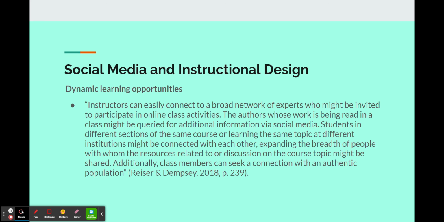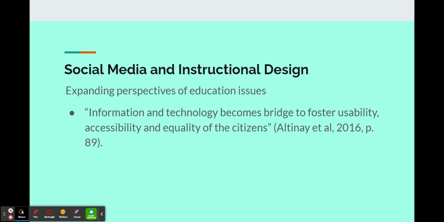So Reiser and Dempsey give great examples and arguments of different dynamic learning opportunities. So instead of just reading about somebody or reading about something, the students and people can interact with these things now using social media and reach out and talk to an author, reach out and talk to a group of people you're studying or whatever the application is.